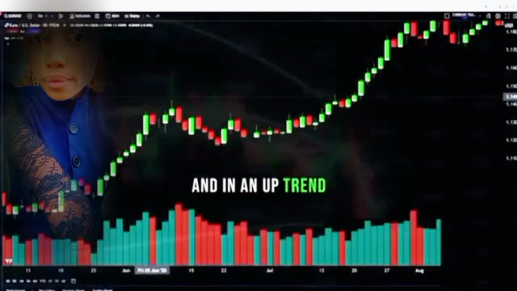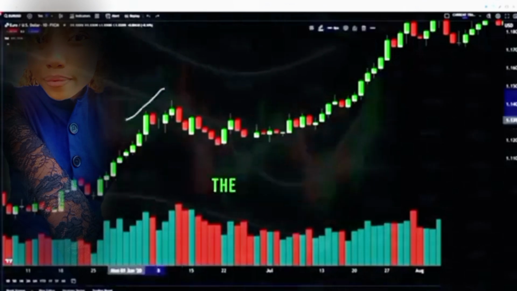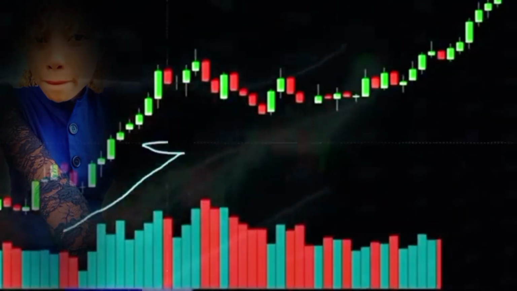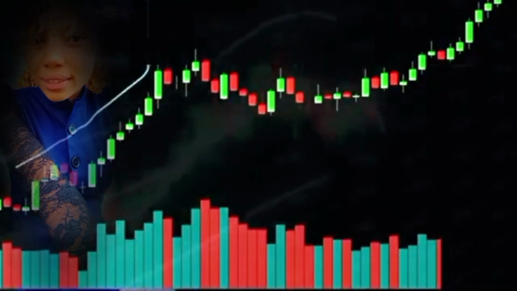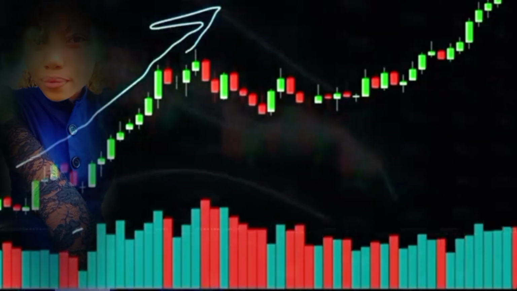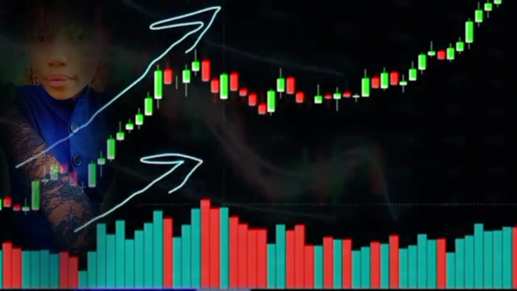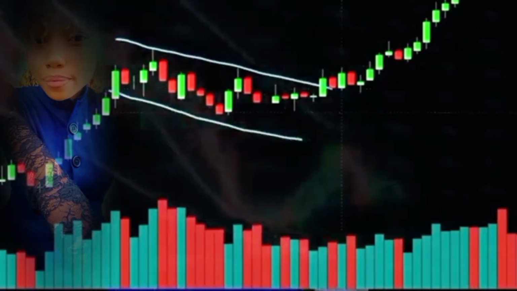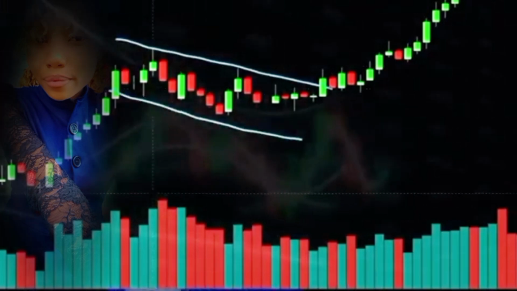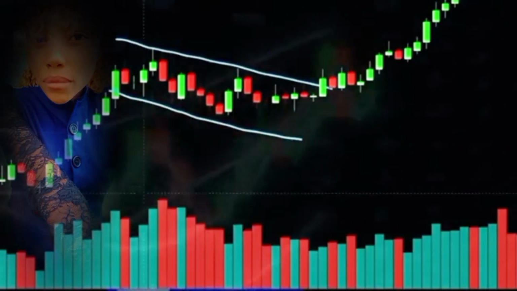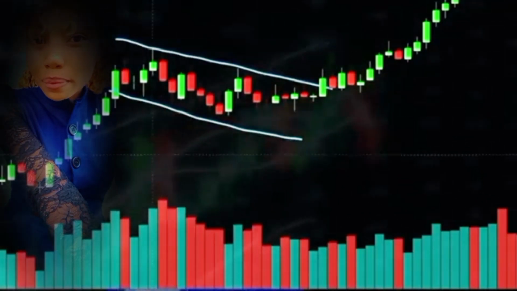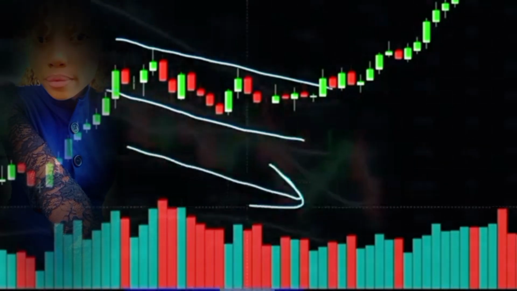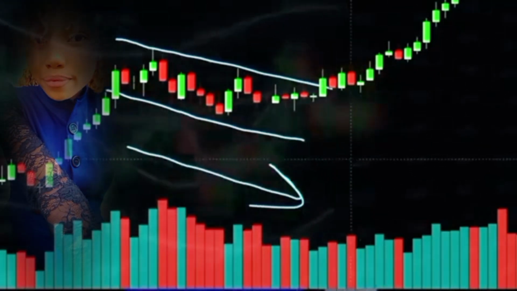And in an uptrend, what you want to look out for is that during the moves up, or during the impulsive moves right here, you want to see an increase in volume. And as you can see, when the price went up right here, we saw a strong increase in volume. When you have an uptrend and the price is pulling back, like for example right here, what you want to see is the volume decrease. And as you can see, in this case, when the price started to pull back, the volume bars got smaller and smaller and the volume decreased.